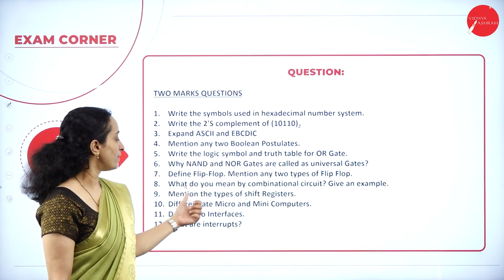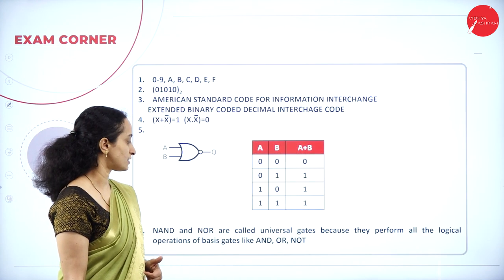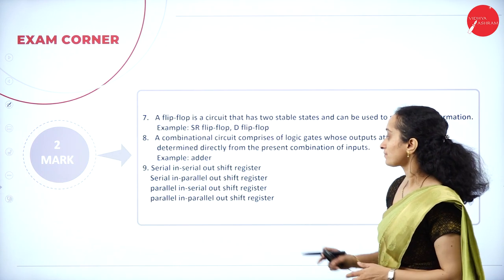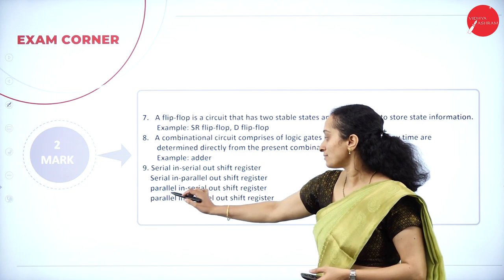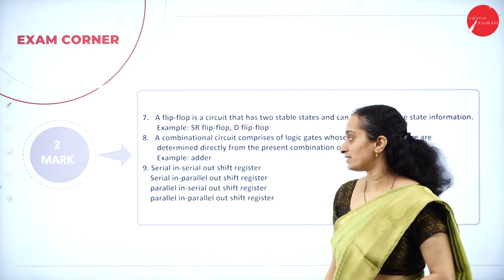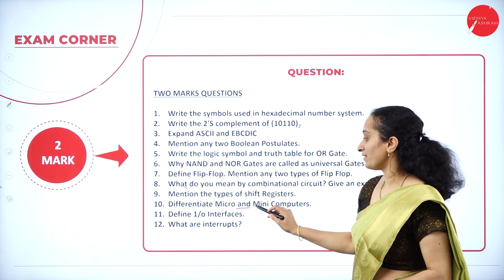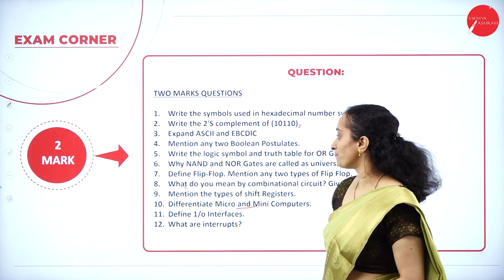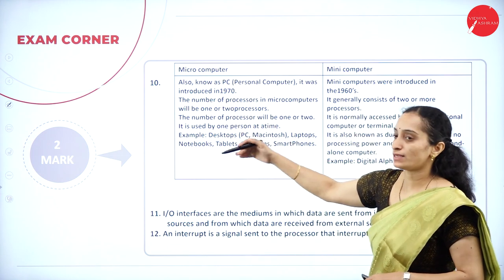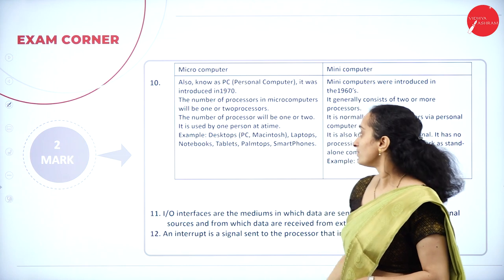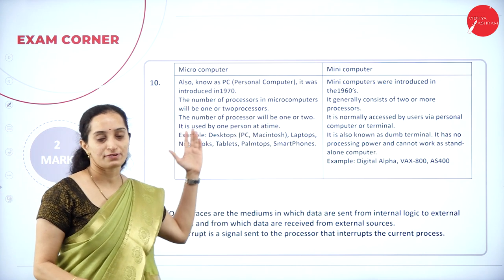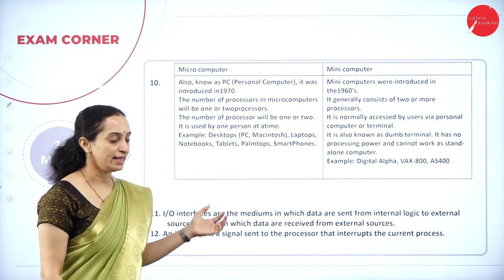The next question is, mention the types of shift registers. What are the types of shift registers? Serial in serial out, serial in parallel out, parallel in serial out, and parallel in parallel out shift register. So the next question is, differentiate between micro and mini computers. I have given the answer here. The difference between microcomputer and mini computer has been given here. You can take the difference from this.